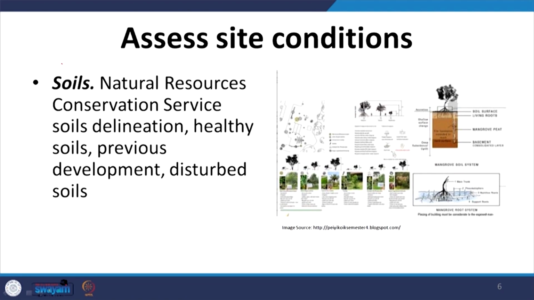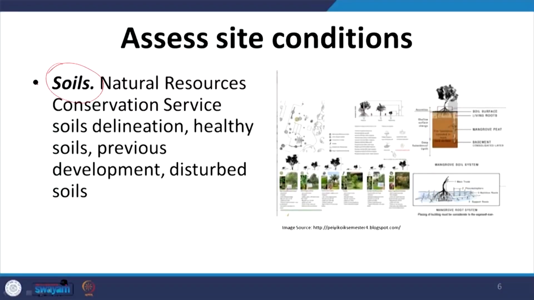Besides this, we also have to look at the soil characteristic. So, what is the type of soil, what is its retention capacity, what is its bearing capacity. Besides all those, we also have to see whether it has been previously developed, whether there is a potential for redevelopment, the kind of plantation that can be grown in the soil, is there any disturbance which has been caused to the soil. So, all that will come within the discussion on soils.